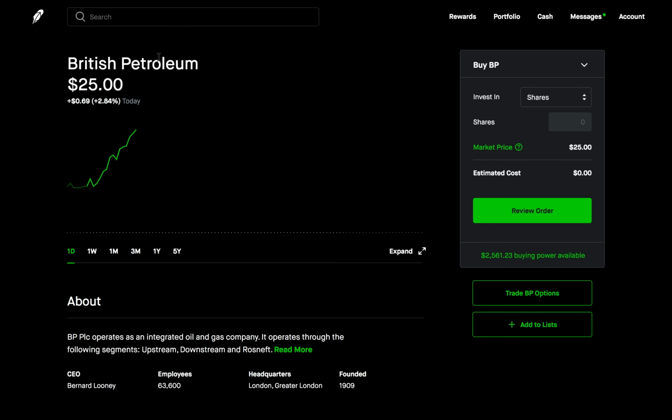Robinhood doesn't have any commission fees, so we don't have to worry about that. But there are some brokers that charge some pretty big fees for opening and closing a contract. So make sure you always take a look at that, how much it's going to cost, and make sure it's not eating away too much at your potential profits.